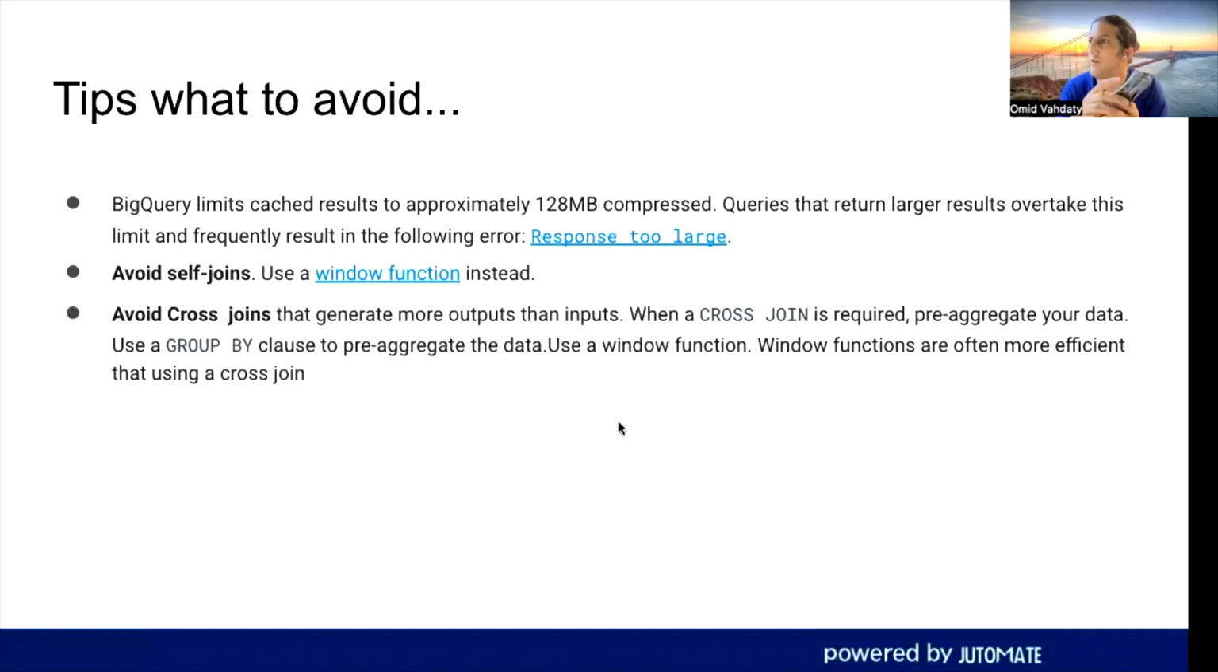Some more things to avoid. Sometimes you get an error message, response too large. You can override it by allowing large result data sets. If you can avoid self-join, use window functions instead. That would be more efficient. And cross joins, the same. Use GROUP BY whenever you can.